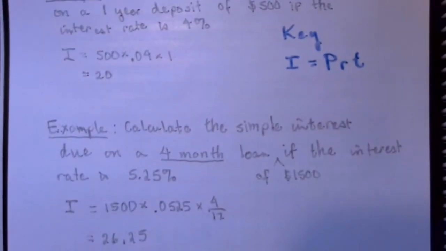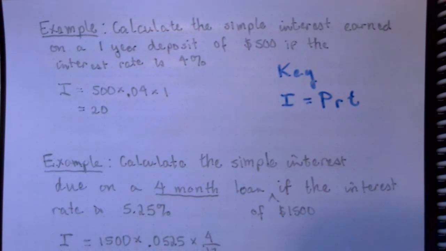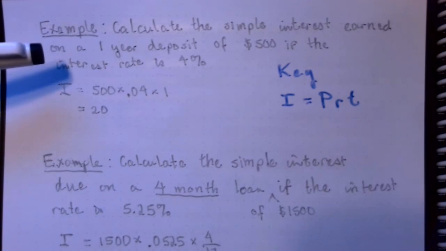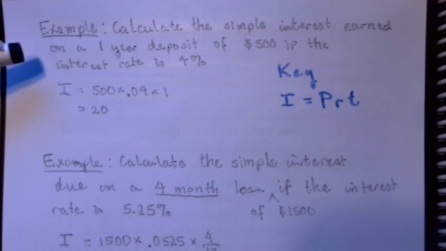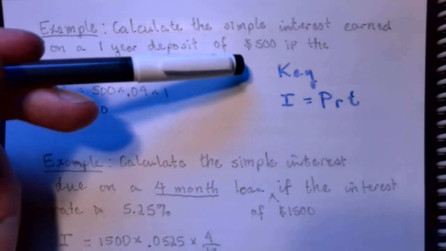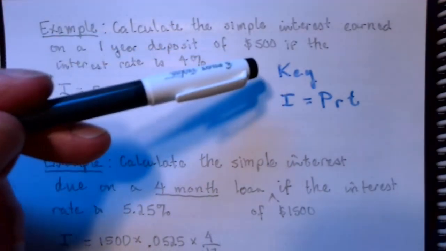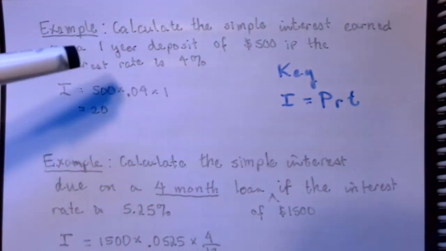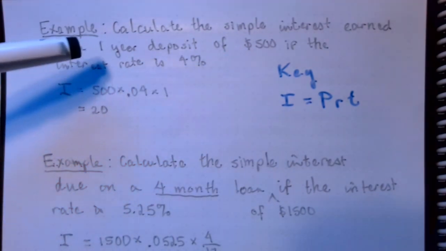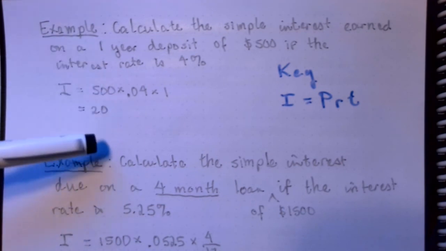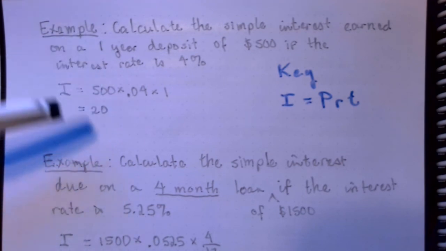Okay, also I want to note the similarities and differences between the two problems. Obviously we did the computation in the exact same way for both problems. I want you to note in the first one, it said calculate the simple interest earned on a 1-year deposit of $500. Okay, so in this scenario, you are putting money in the bank. You're going to take $500, put it into your bank account, leave it there for 1 year. And as a kind of reward for you doing that, the bank is going to give you 20 bucks.